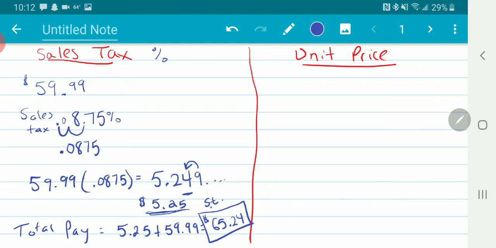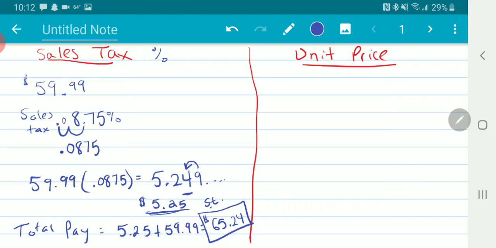Now, discounts work the same way as sales tax. The only part where they're different is, we would still go through this process of moving our decimal point for the percentage, multiplying to figure out our discount. But down here, instead of adding the discount, you would subtract it off of your original price.